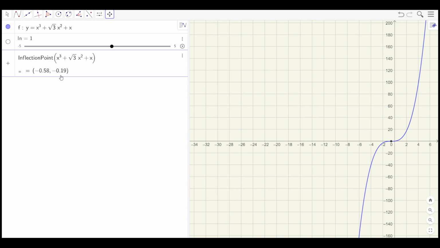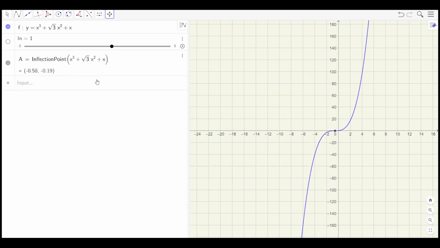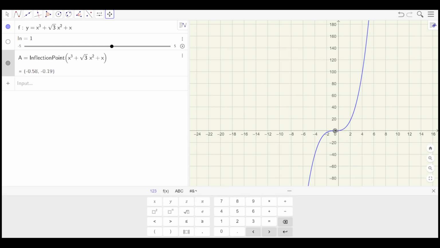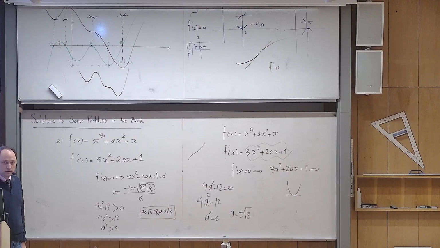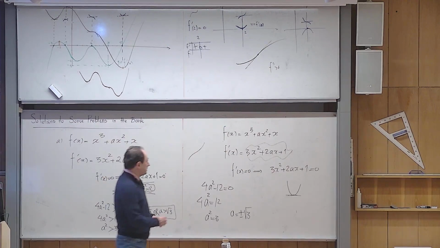Of course, GeoGebra gives you the inflection point, but in this case, the inflection point is the terrace point. So you can use this instruction to find your terrace point. And these are the coordinates of this terrace point. So if I insist on doing it analytically, how can you find these numbers? So how should I do that?